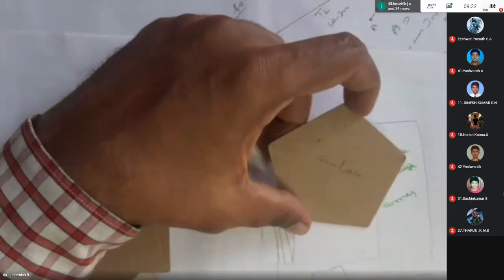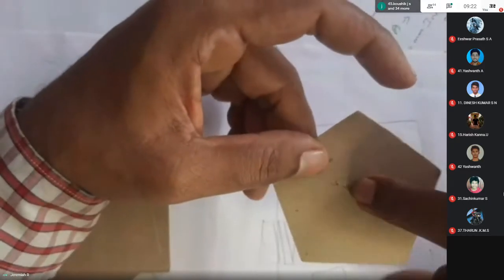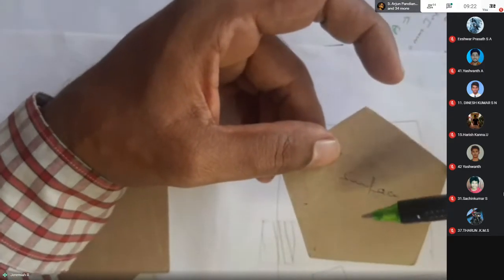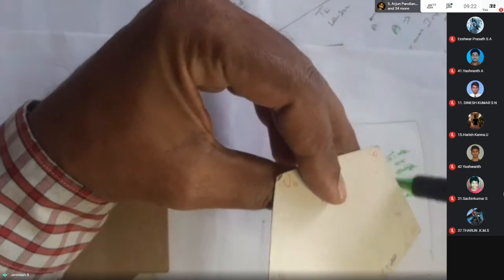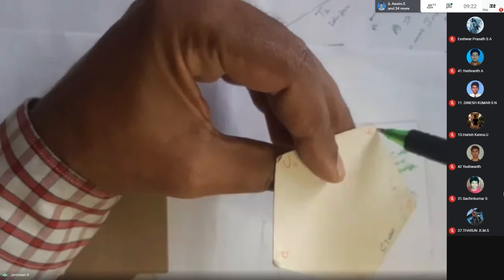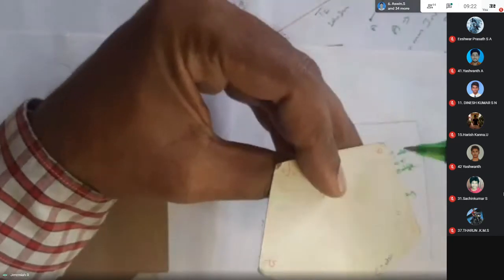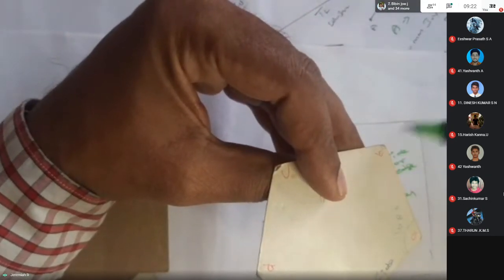You have to remember three terms. One is surface. And this is called base side or edge. And this one is called base corner.